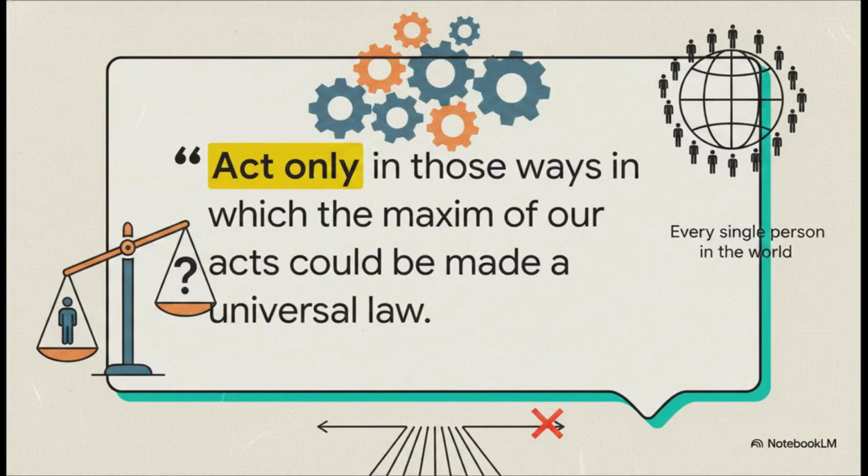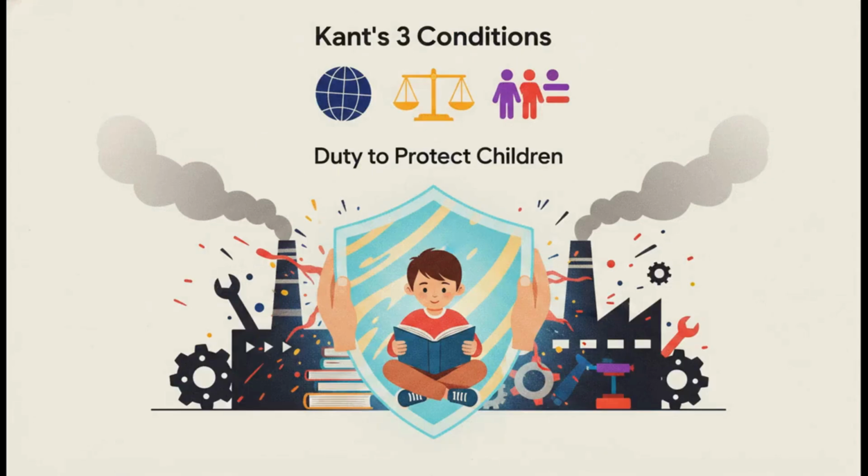And Kant gave us this sort of golden rule called the categorical imperative. It sounds fancy, but in simple terms, it means before you act, ask yourself, would I be okay if every single person in the world acted exactly the same way I am about to act? If your answer is no, then the action is unethical. You absolutely cannot make a special exception for yourself just because it's convenient. Kant actually gave us 3 strict conditions to test our actions: universality, impartiality, and equality.